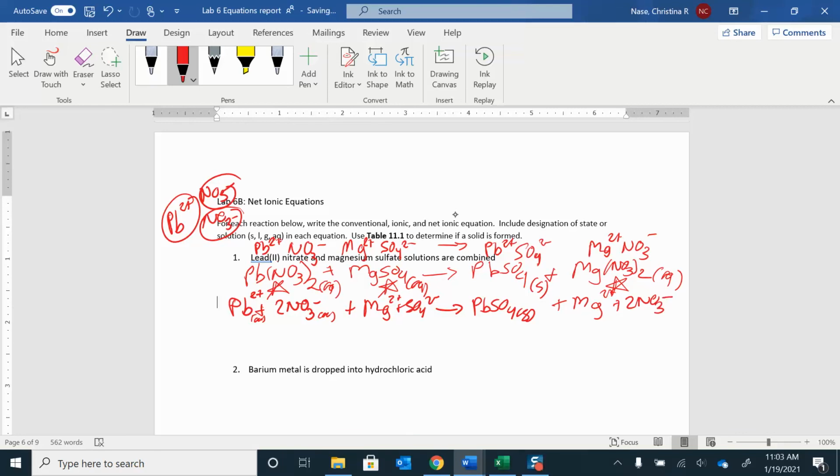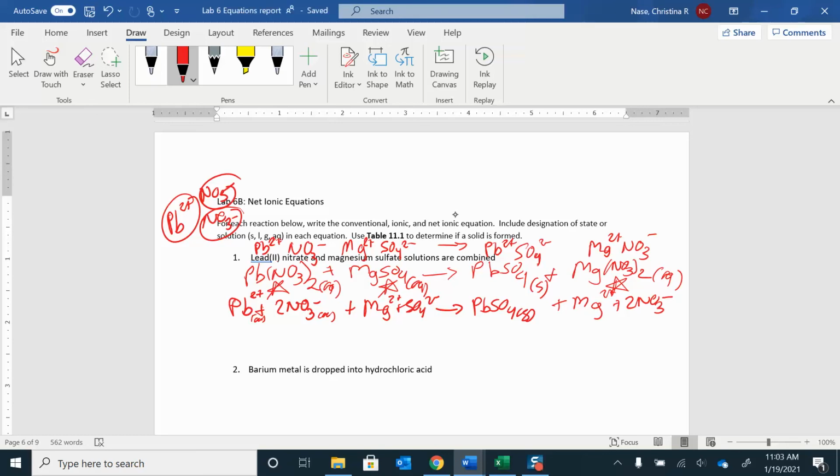Am I balanced here? Did I forget to balance? I forgot to balance in that first step. You want to always make sure that you balance. So let's go back to that first step and just make sure. So I have lead, lead's balanced. I have 1, 1. Sulfate, I have 1 sulfate, I have 1 sulfate. I have 2 nitrates, I have 2 nitrates. You don't always get that lucky. So this time we didn't really have to balance. Make sure you don't skip that balancing step.